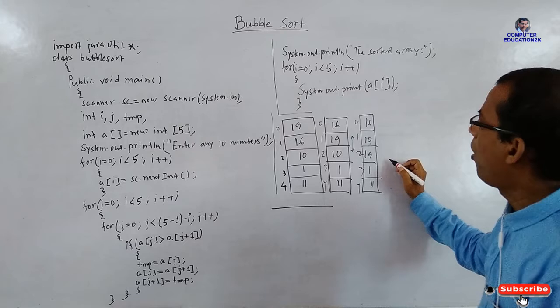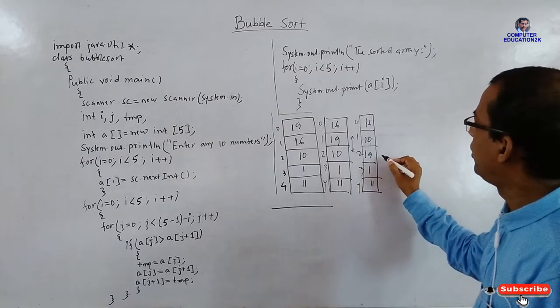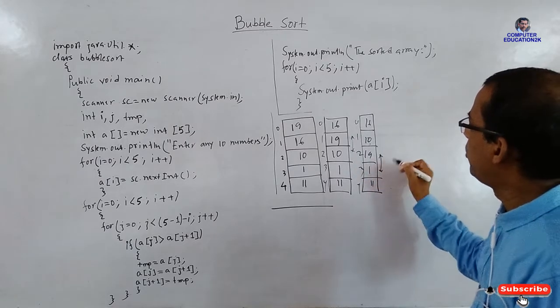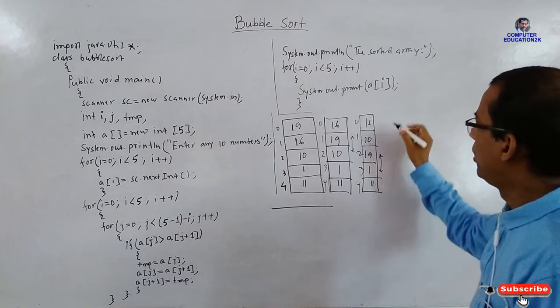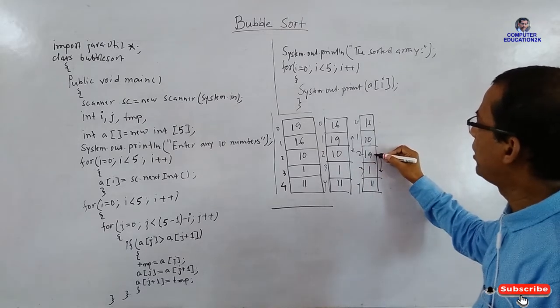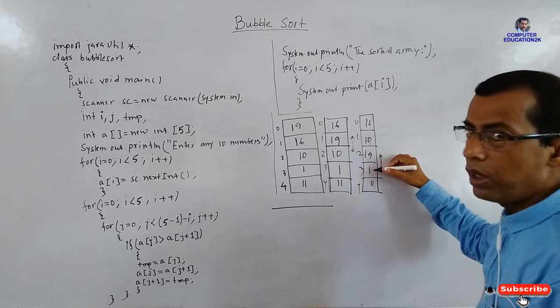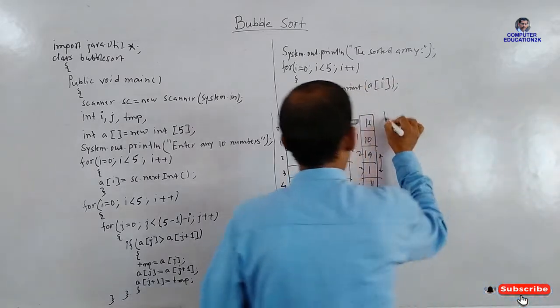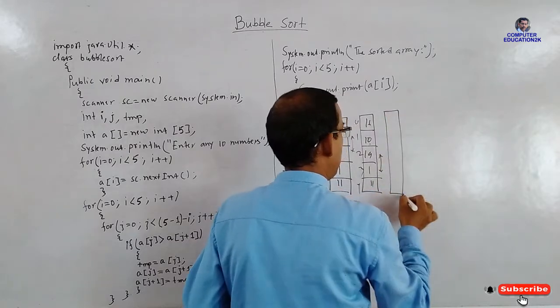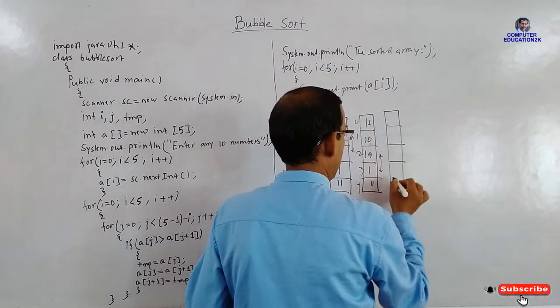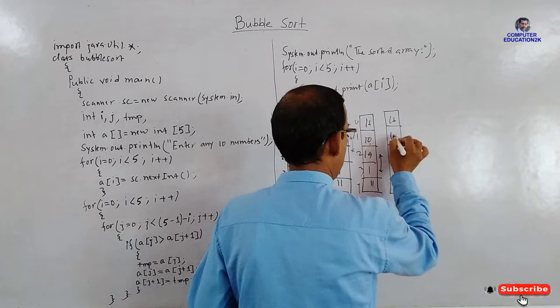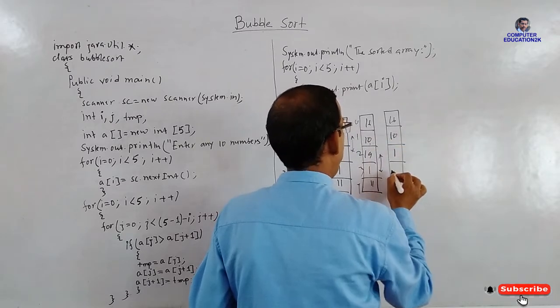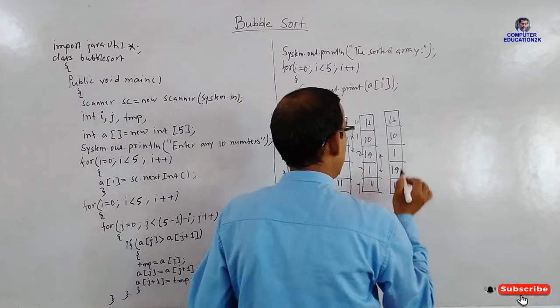Now the cell values of 2 and 3 will be compared. You can see the upper value is bigger than the lower value. So 1 will go up and 19 will come down. So it will be like this again: 16, 10, 1 will go up, 19 will come down, and then 11.